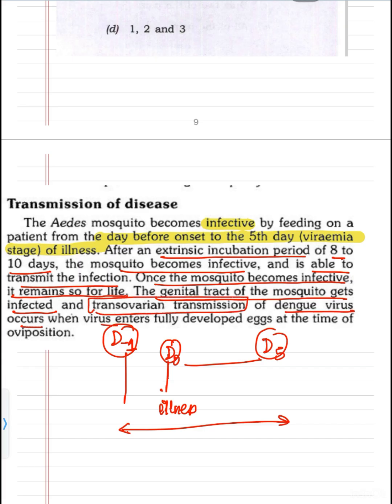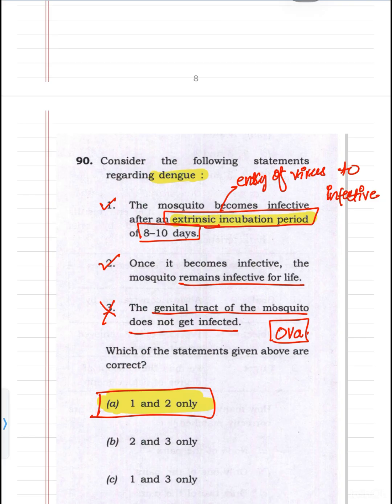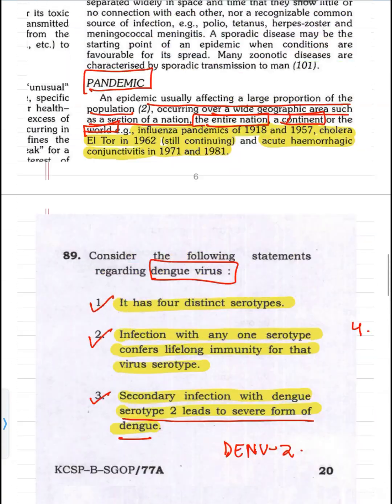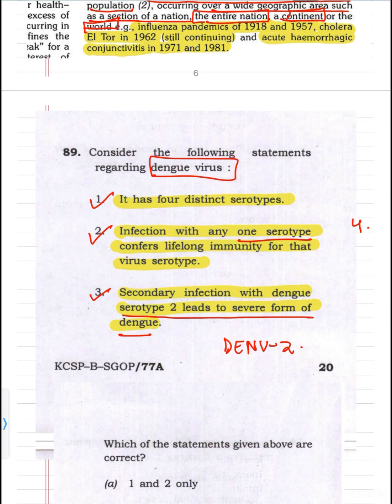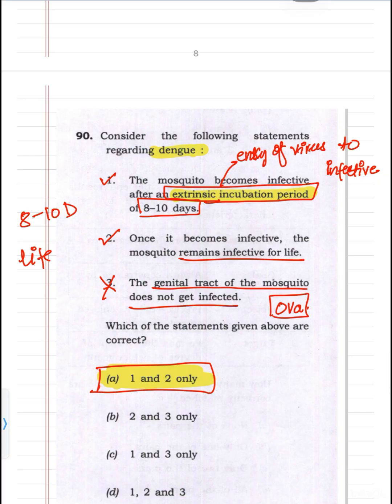So we have to remember the extrinsic incubation period for dengue is 8 to 10 days, and the mosquito remains infective for its lifetime. Just like infection with any one serotype confers lifelong immunity for that virus serotype in the case of humans, in the same way you can remember that once the mosquito becomes infective with the dengue virus, it is going to remain infective for the whole life. And the statement that the genital tract of the mosquito does not get infected is incorrect. It is going to infect the ova of the mosquito. So the answer will be 1 and 2.